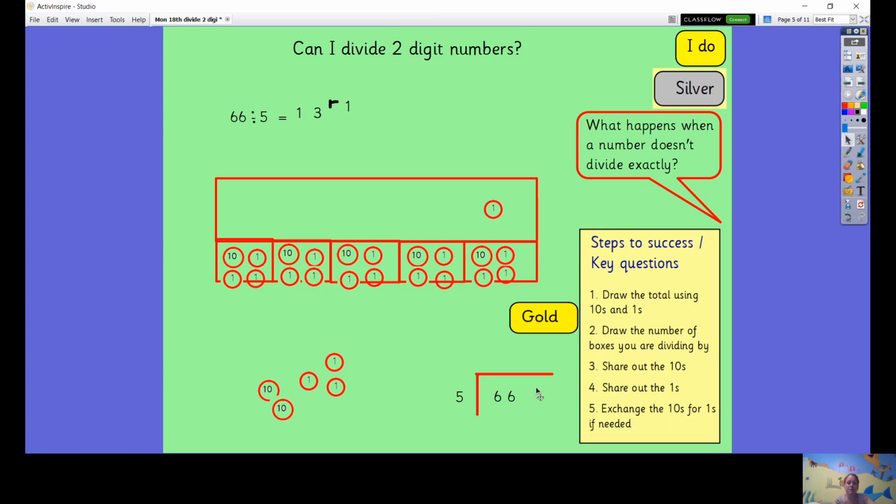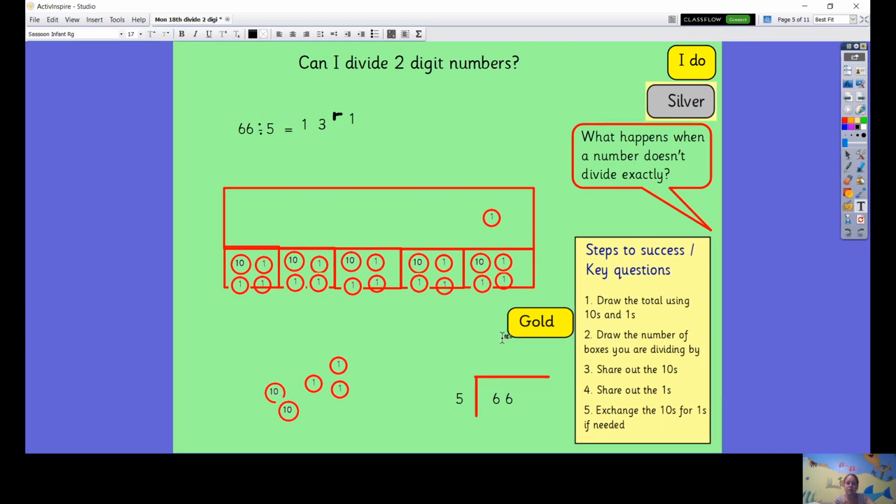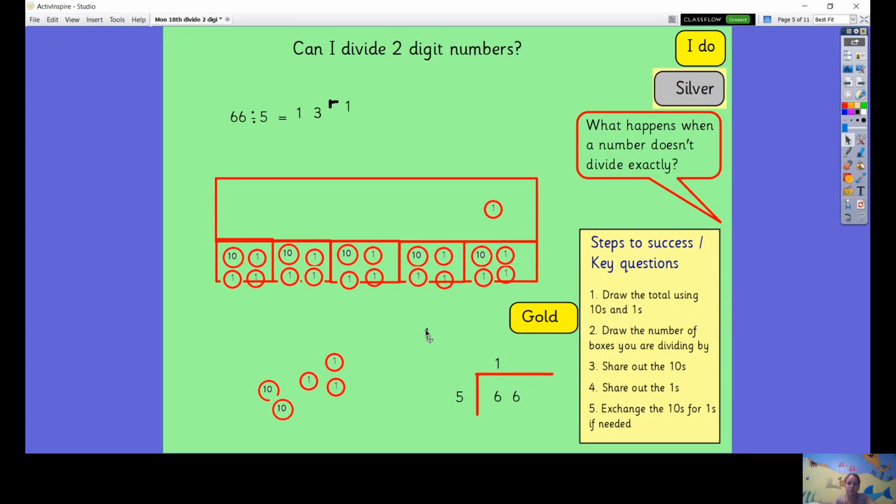Okay, so let's have a look at how that works with the bus stop method here. So 5 into 6. How many groups of 5 can I make out of 6? Well, I can make 1 group, but I'm going to have 1 left over, aren't I? Because I only used 5 of those 6 and I've got 1 left over. And like I've said lots of times, I can't just ignore that one. So my leftover one, my spare one, my remainder is going to go there. Okay, so my extra one is going in front of my 6 to make that 16.